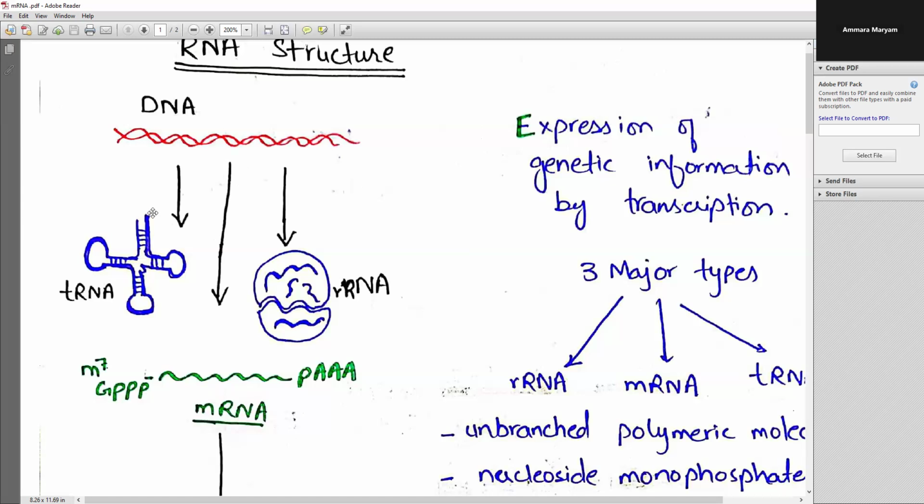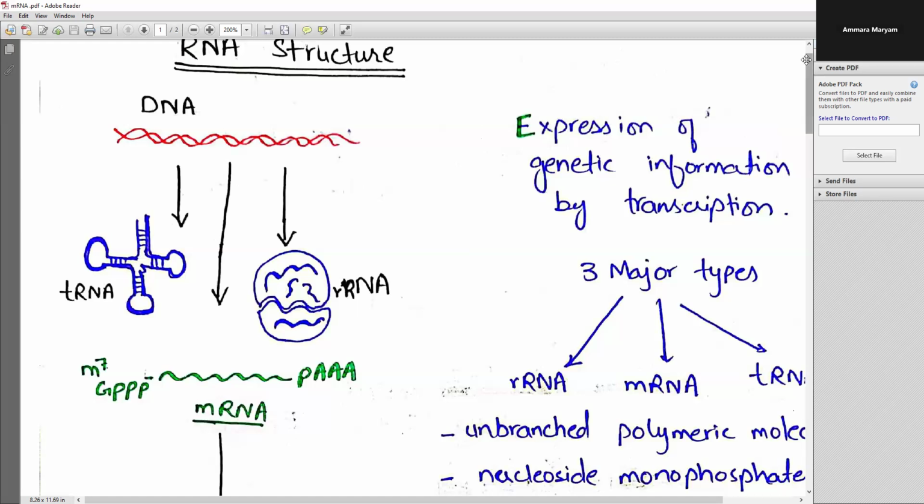These are the transfer RNAs. They are basically involved in the transfer of amino acids from the cytoplasm to the site where the proteins are actually being synthesized. And the ribosomal RNA molecules basically assist in the synthesis of the proteins.